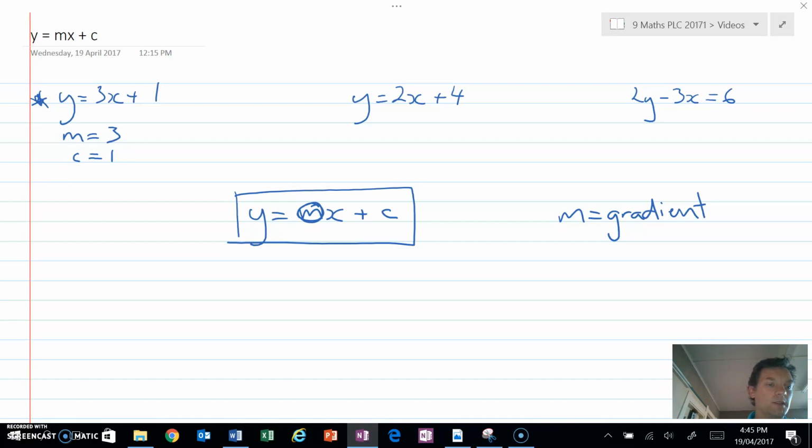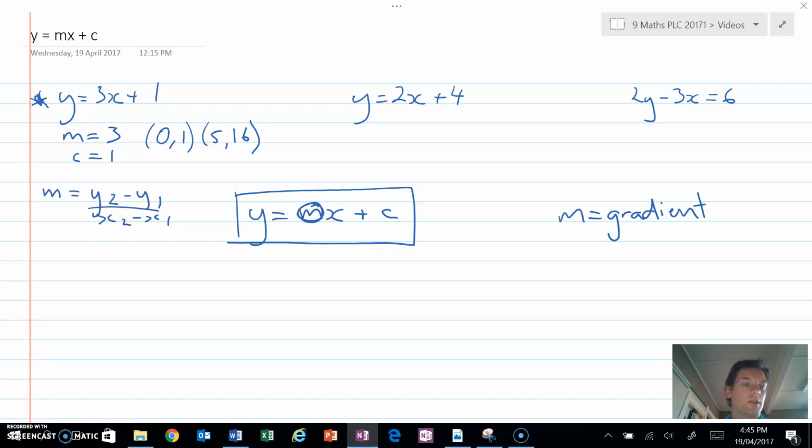Now, just to confirm this, reminder, we can use the formula of gradient equals y2 minus y1 over x2 minus x1. So what we need to do is take 2 points along that line, and rather than show you the working out, I'll tell you that we've got a point at 0 and 1, and we can also have a point at 5 and 16. And what we're going to do is use that to confirm that we can use m when we have that y equals mx plus c.